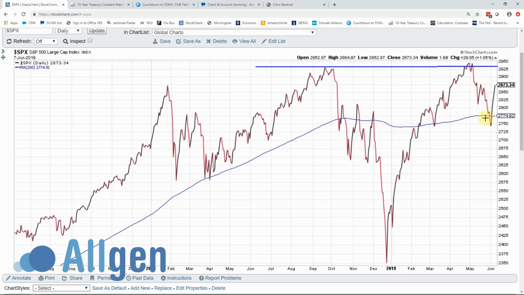Well, that brought us down to the 200-day moving average, which is this blue line down here, and it bounced off that, and quite a strong bounce. So right now we're heading back up, possibly to retest this resistance. We'll see where we go from that point.